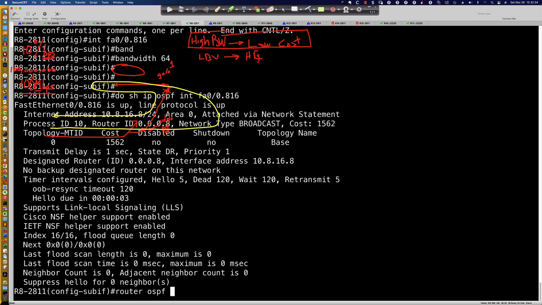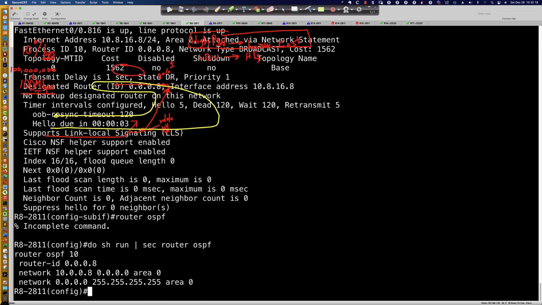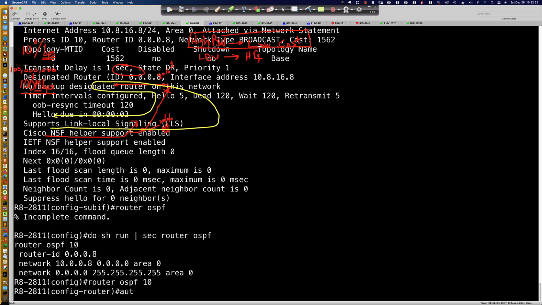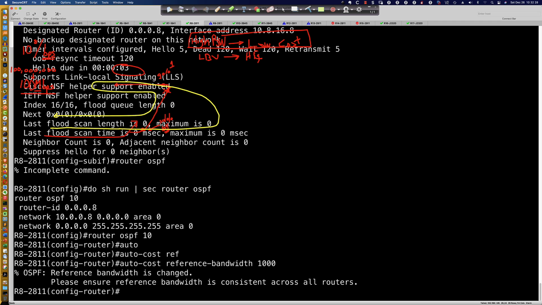Let's go into router OSPF and let's say router OSPF. I believe it's 1. Give me a second here. Do show run, and section router OSPF. Let's make sure it is 1. It's 10. It's a good thing we looked. So router OSPF 10, auto cost reference bandwidth 1,000 to make it a gigabit per second.